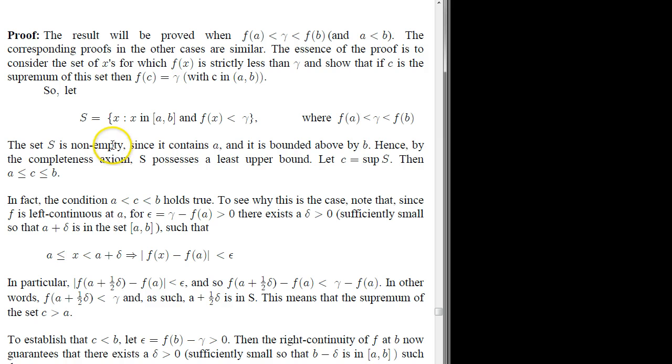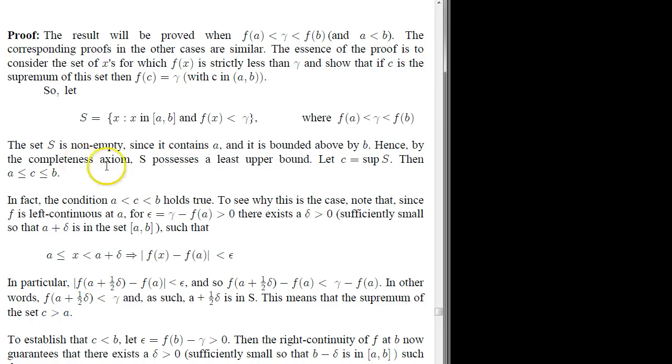Now the set S is non-empty, is it? Well, let's have a look. Does it contain a? Well, if we put a in here, is a in [a, b]? Yes, it is. And is f(a) less than gamma? Well, yes, it is by this condition here. So a does in fact belong to S. So S is non-empty. And it is bounded above. Clearly, it's bounded above by this restriction here. It can't be any bigger than b. So it's non-empty and bounded above.